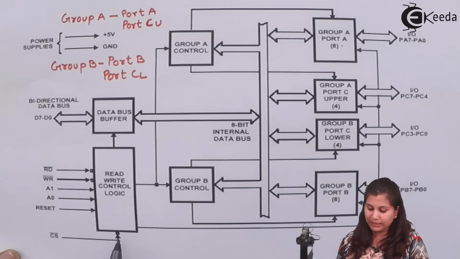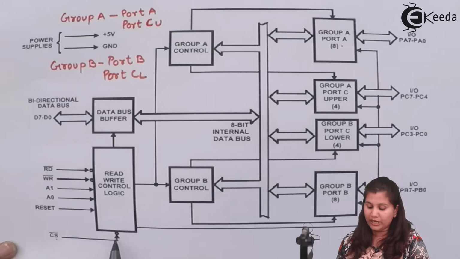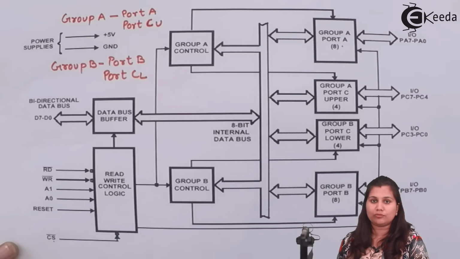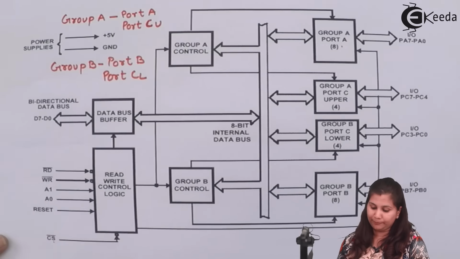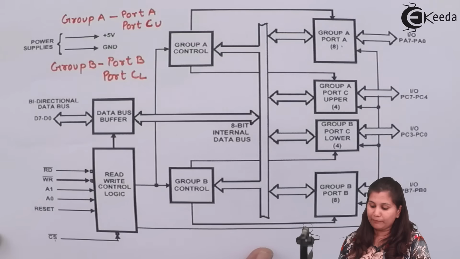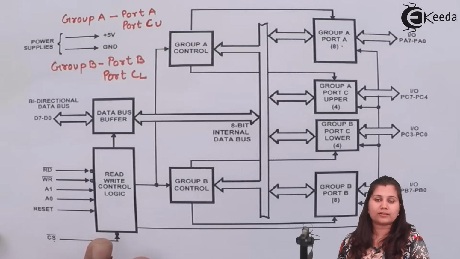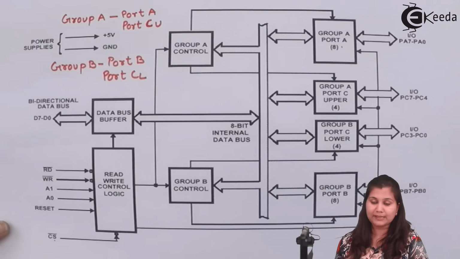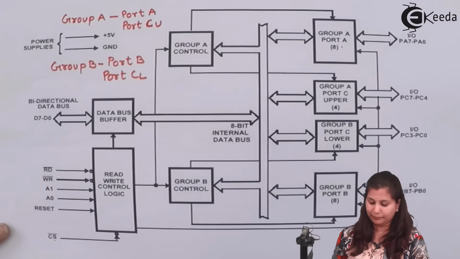Then we have the chip select signal here, which decides that if it is low, then this 8255 chip will be selected, otherwise it will not be selected. It will not allow the communication between the central processing unit and the data bus. So this is the block diagram representing all the blocks or components of 8255. Now let us study each of these components one by one.